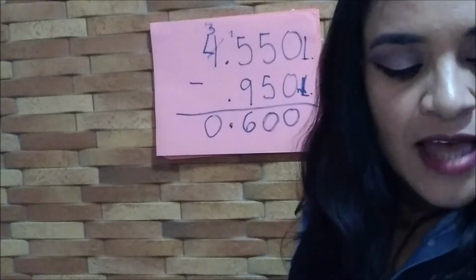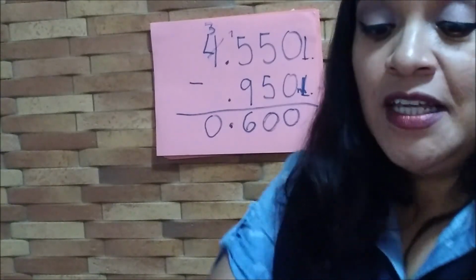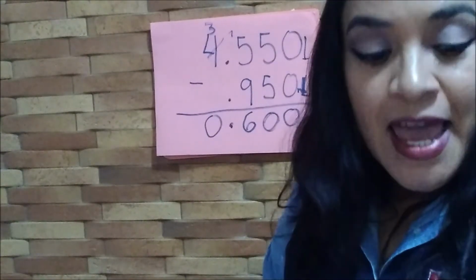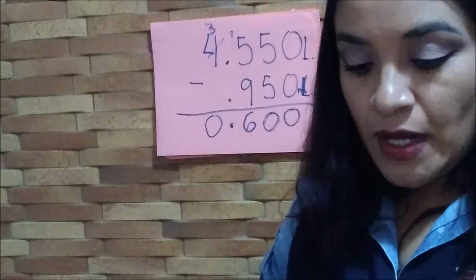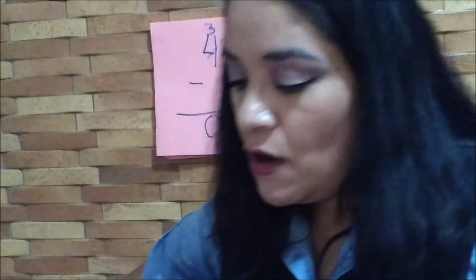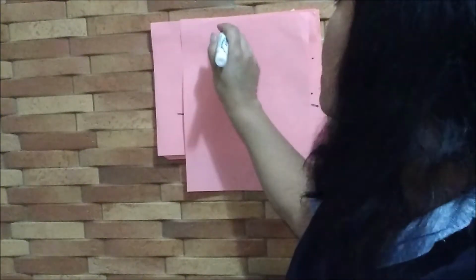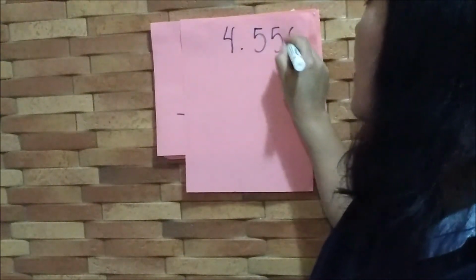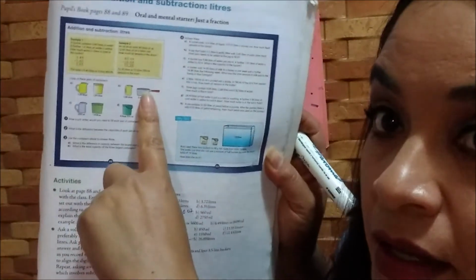And finally, we have activity B that says, what is the total capacity of the three largest containers? We need to take a look again at our four pairs and check which ones are the biggest. We already have one, and this is the biggest one that holds 4 liters and 550 milliliters. Now, which one is the following that is bigger? Let's write right away 4.550. The next is 1.4. I think it's this pan.